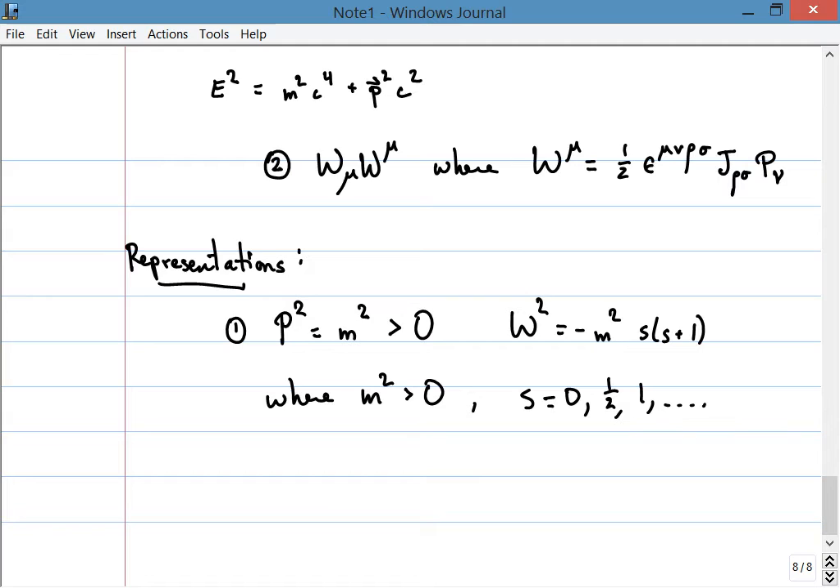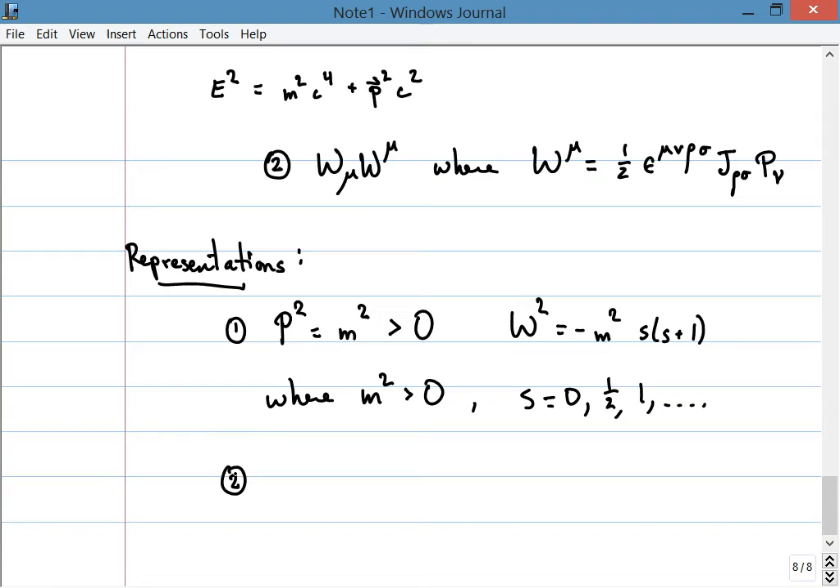Because among other things, they imply that the mass squared of something has to be greater than or equal to 0. So here we have a family of representations parameterized by a continuous parameter, the mass, and by a discrete parameter, the spin, which takes half integer values.